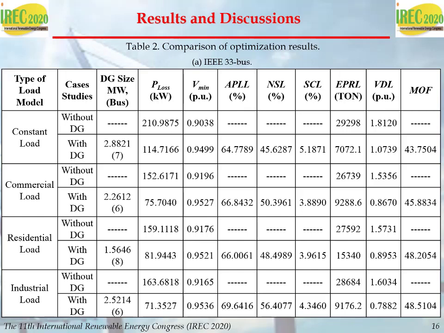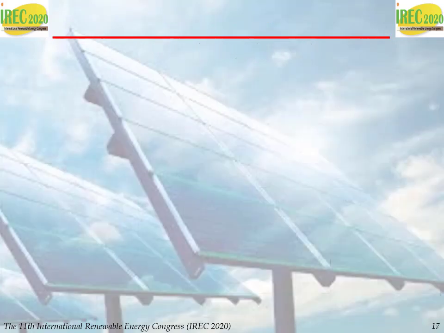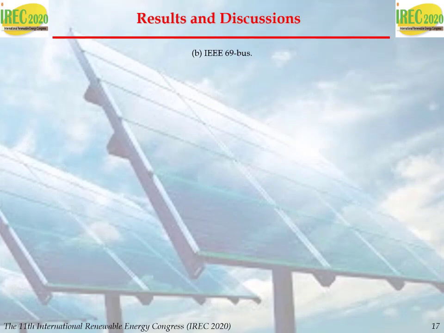Also, the minimum Vmin improved from 0.9138 to 0.9499. This note is for the second test system, which is represented in table 2b.